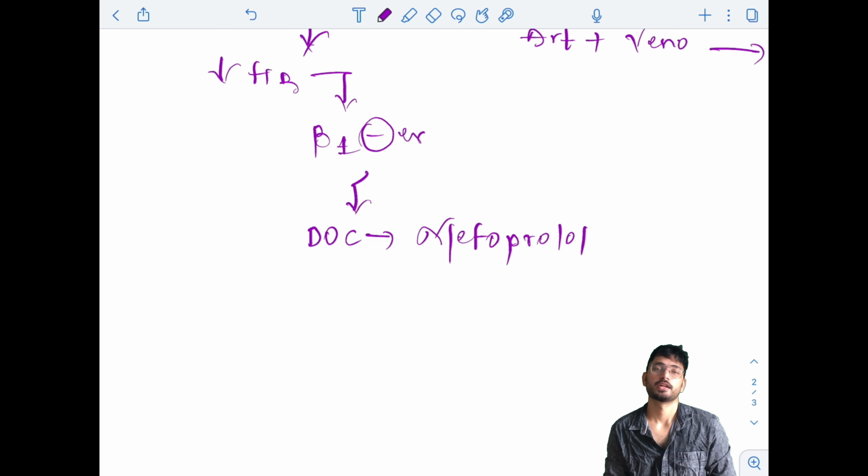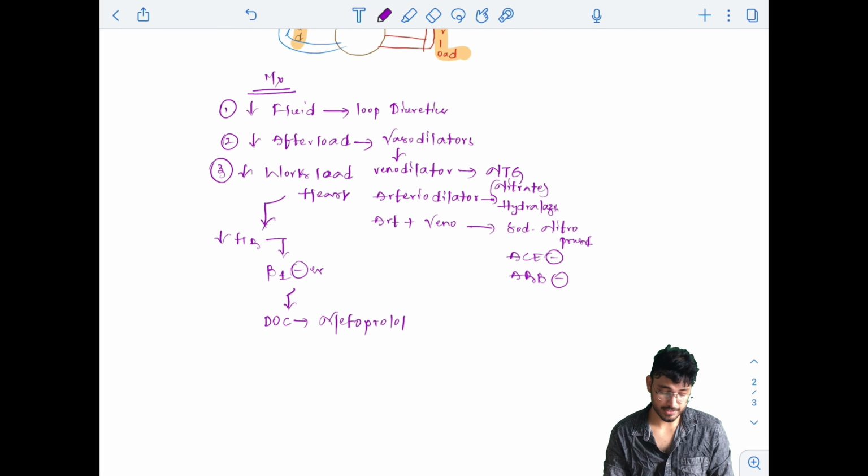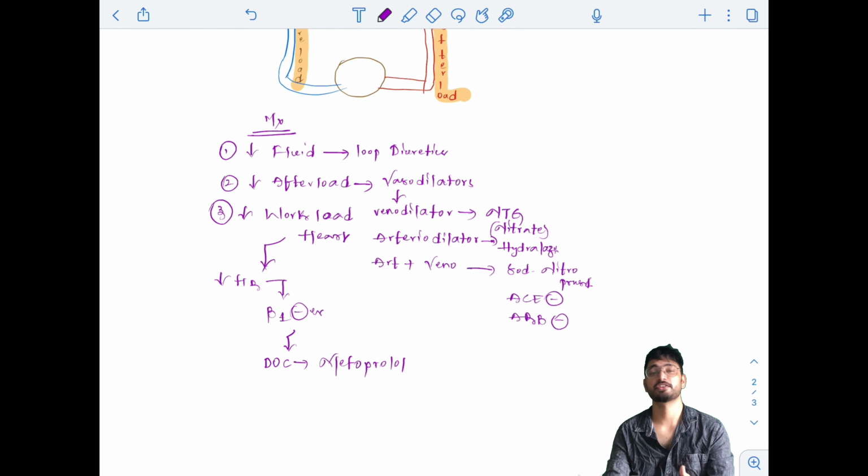So these are the things which are included with CHF. Till now we have discussed the pathophysiology of congestive heart failure and the management of heart failure. When you understand the pathophysiology of heart failure, then only you can treat the patient accordingly.